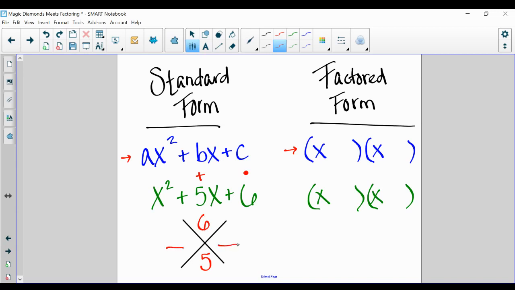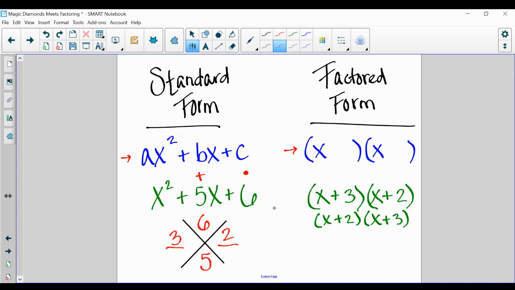So I now want to find what 2 numbers multiply to 6 and add to 5. Well, that's going to be 3 and 2. So when I fill in my factored form over here, I'm saying x plus 3 times x plus 2. Or it's worth noting, because of the commutative property, I could switch the order. The order does not matter.